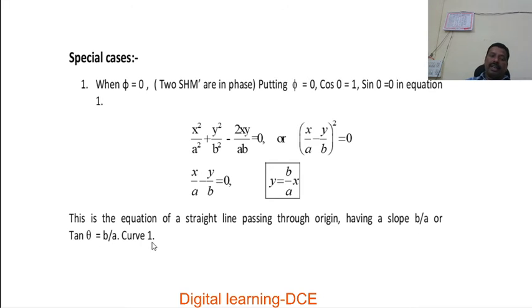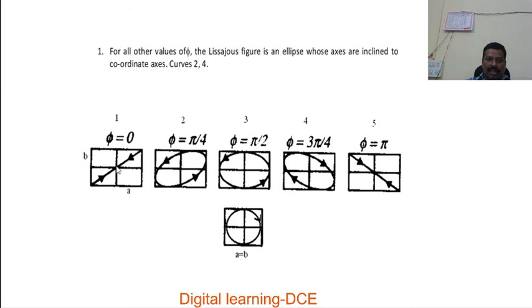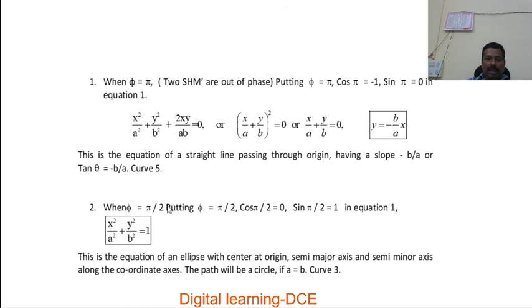There is a curve one. Later we are going to show this, or we may observe this. This is the nature of the Lissajous figure for the first case, that is phi equal to 0. Next we are going to discuss case 2.